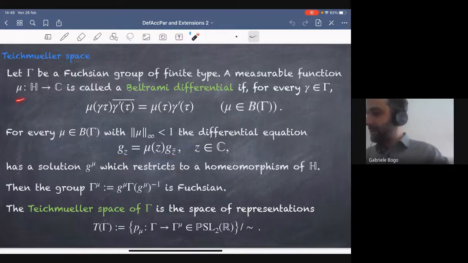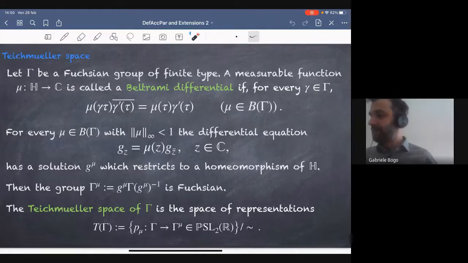And if mu is, as I wrote above, with the special property on the norm, then there exists a unique solution, after normalization, of this Beltrami differential equation, which restricts to a homeomorphism of the upper half plane. So you start with a measurable function with this property, you solve this differential equation, and you end up with a homeomorphism of the upper half plane. Then, if you conjugate the Fuchsian group you started with by this homeomorphic solution, you get a group which is again Fuchsian. This is very important.